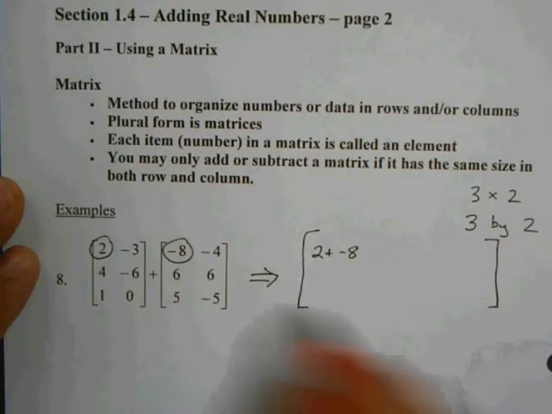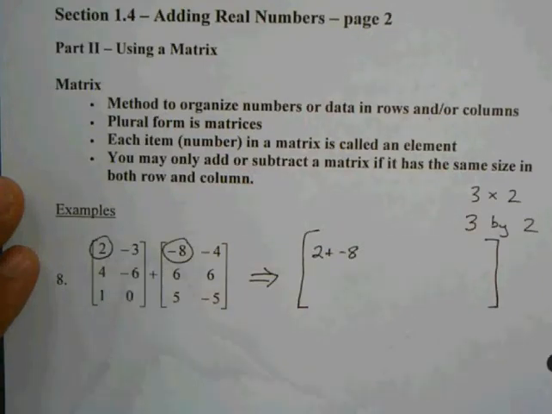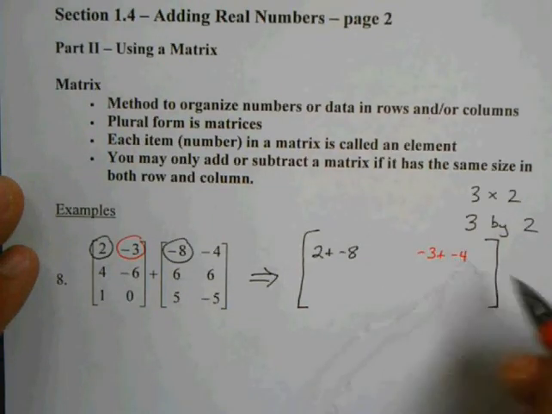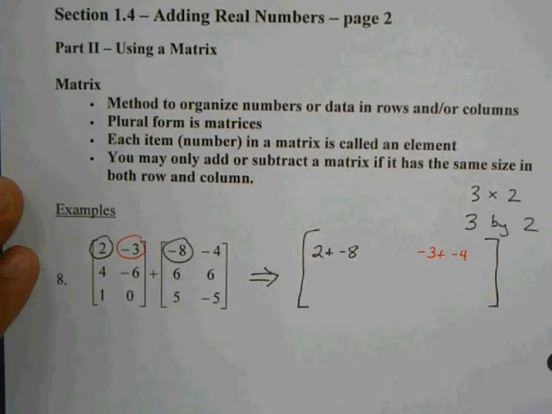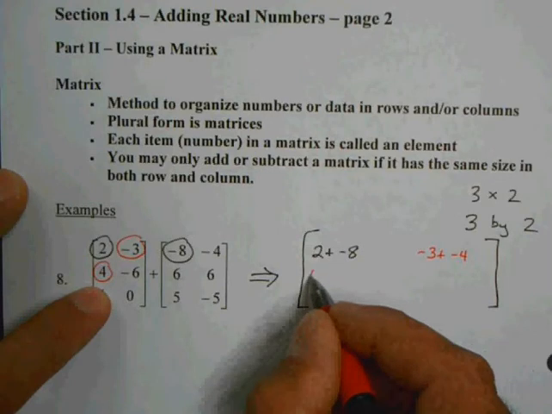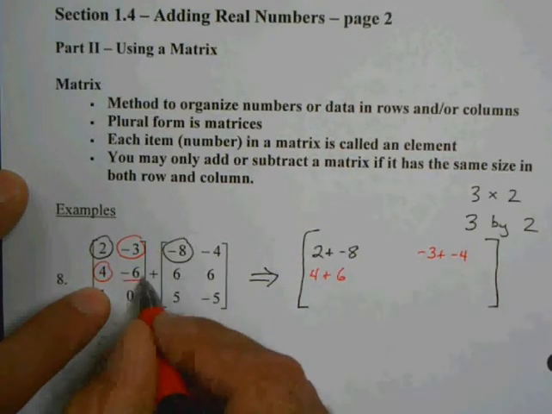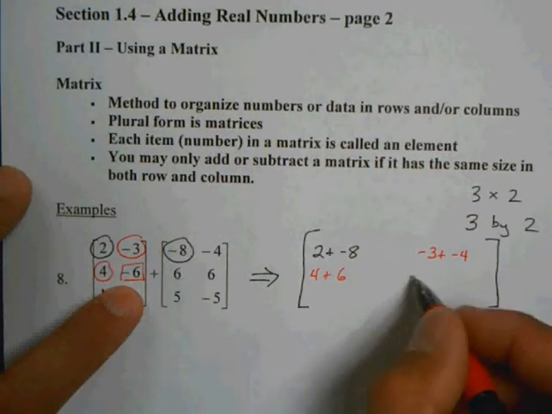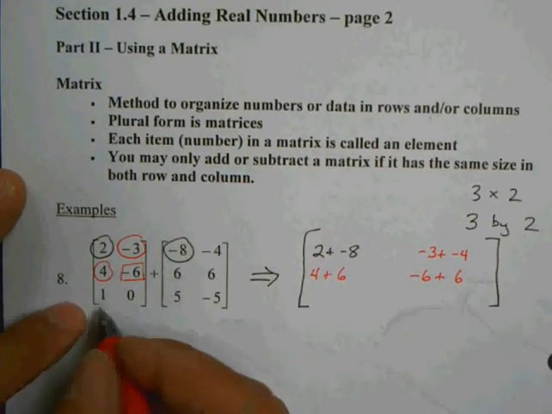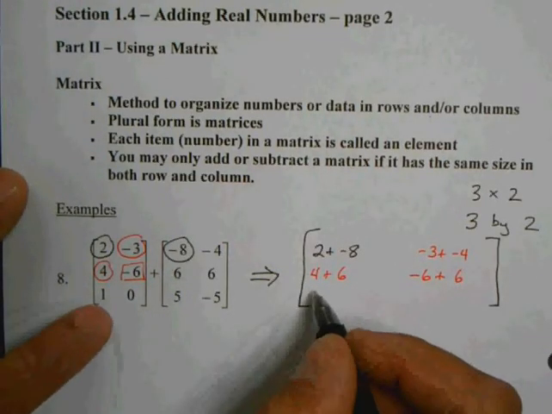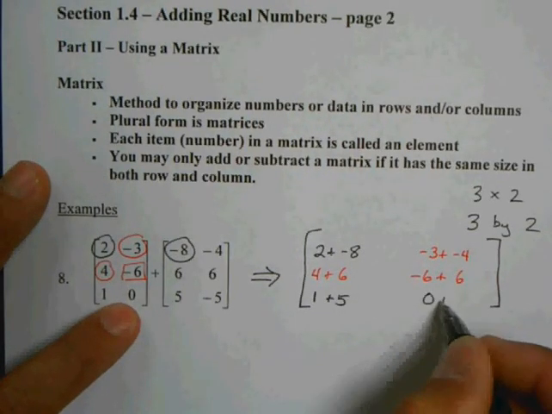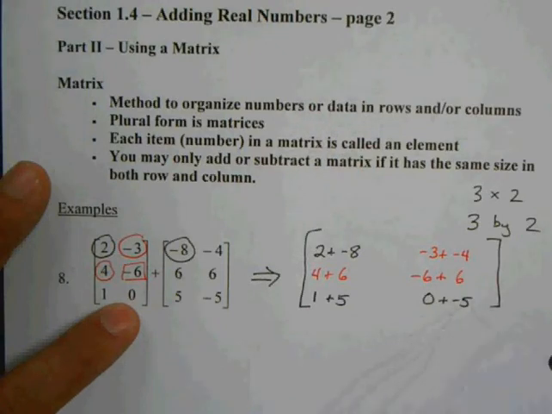Then we kind of space over, because there's a blank space in between, and we're going to say -3 over here plus -4. What gets added to +4 down here? +6. What gets added to this -6 in the red box? +6 again, okay. What gets added to the 1 in the bottom corner? +5. And to the 0? The -5.